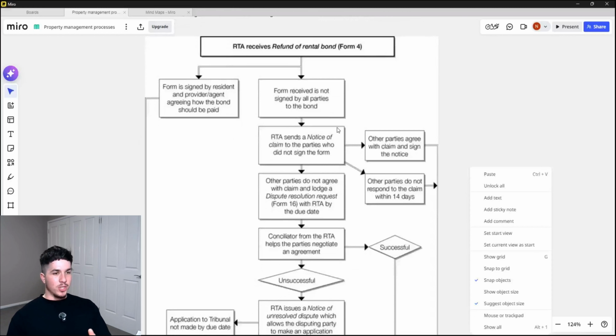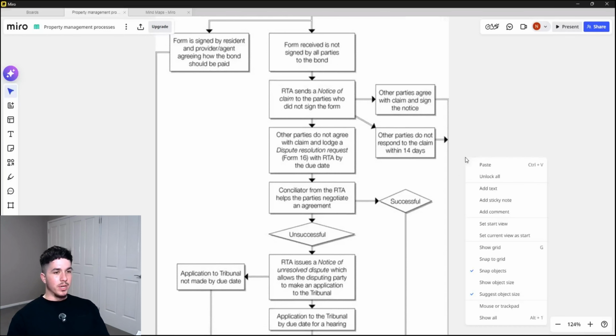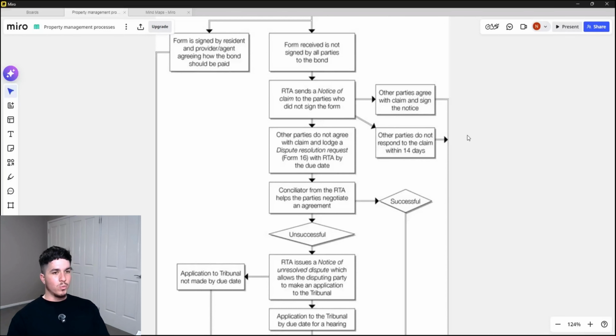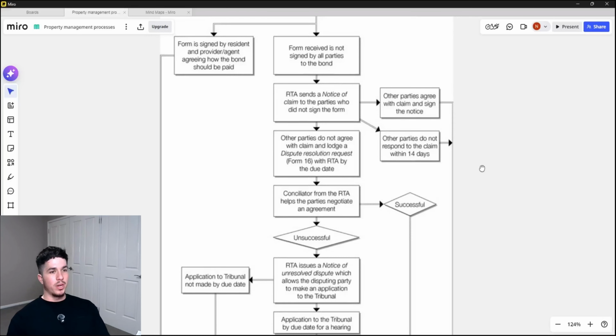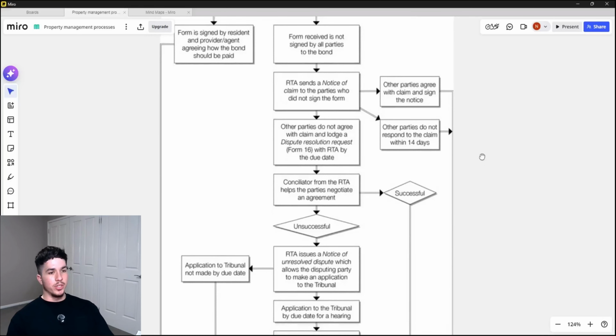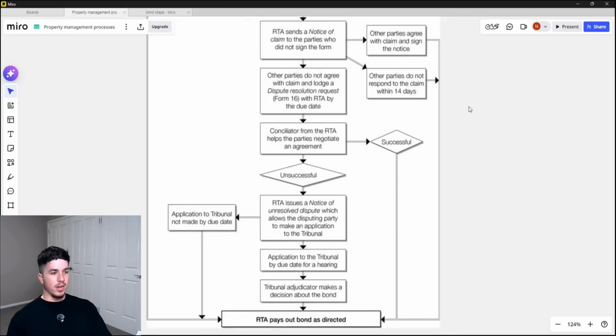This dispute resolution process I try to avoid, and I think of it as a last resort. We don't want to rely on this. We want to try and sort it out with the tenant earlier so there's no issues and the bond can be refunded a lot sooner than this.